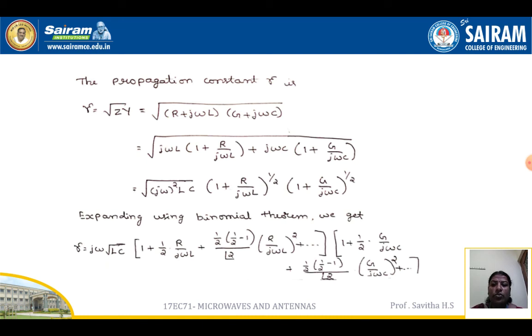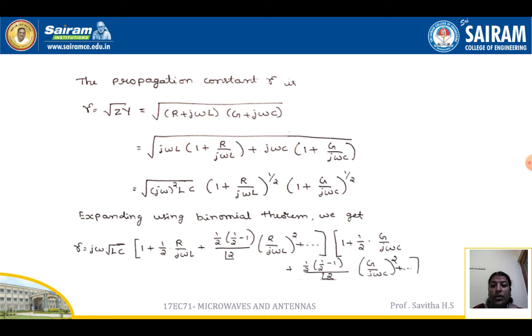So this is equal to square root of, we know that z is r plus j omega l and y is g plus j omega c. In the first term I am taking j omega l as common, so 1 plus r by j omega l, and in the second term 1 plus g by j omega c, multiplied by j omega square into LC. So (1 plus r by j omega l) to the power 1 by 2, and if you remove the square root, (1 plus g by j omega c) to the power 1 by 2. So we expand the whole equation using the binomial theorem.